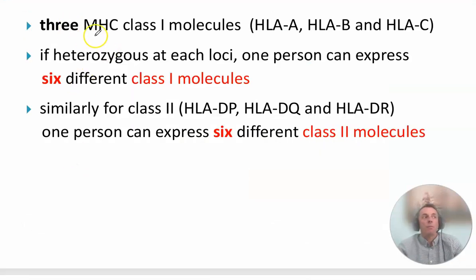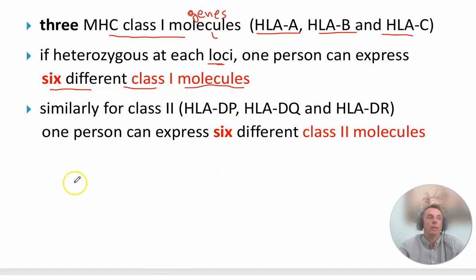As we've said, there are 3 genes that encode for the MHC class 1 molecules. These genes are these 3 with thousands or hundreds of alleles. Now, if the person is heterozygous at each locus, the person can express 6 different class 1 molecules. Why is this the case?